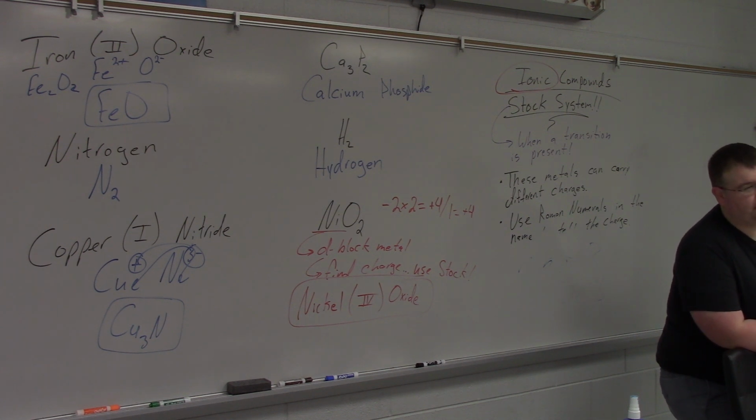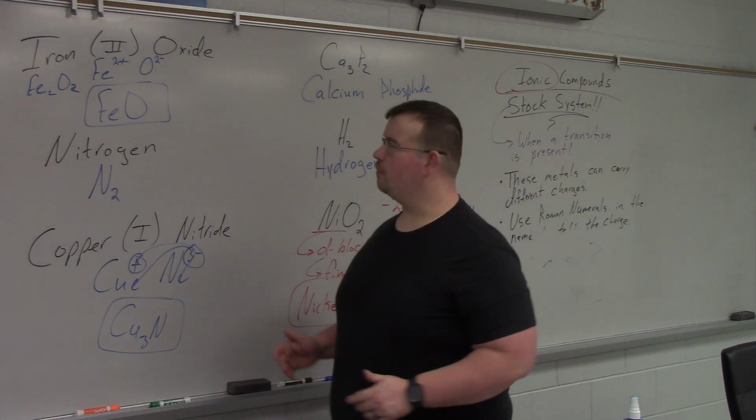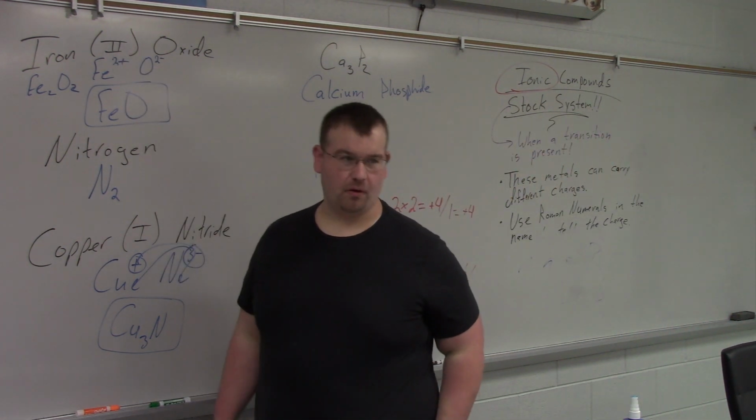Why don't you show them, Mr. Hall? Column 1 and column 2. Because they have set charges. Yes, fixed charges. Transition metals can change. They can have multiple charges. So we have to use a Roman numeral to state the charge.